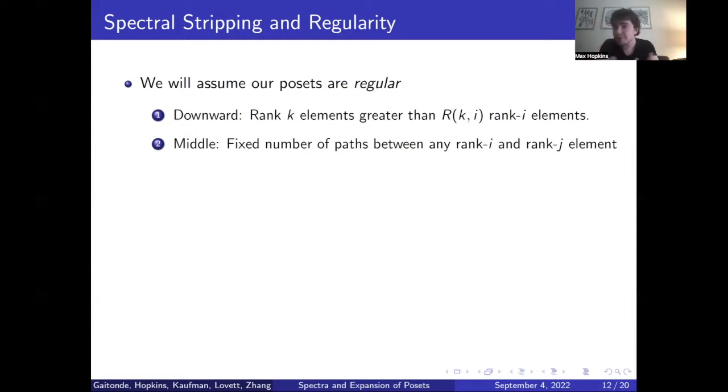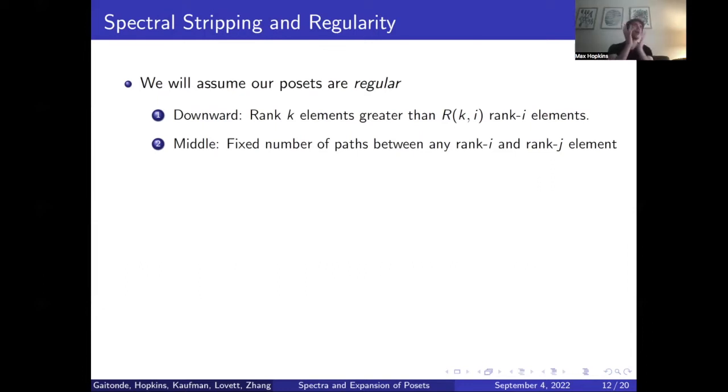So on a simplicial complex, what does this mean? Every k-set is bigger than exactly k choose i sets, right? There are k choose i sets contained in every k-set. That's all this means. But more generally, instead of k choose i, we can have some regularity parameter r_{k,i}. And the second is a little bit more technical of a regularity condition, something called middle regularity.